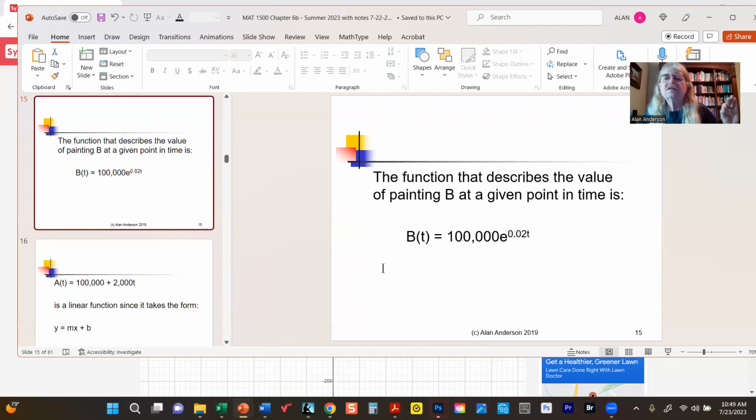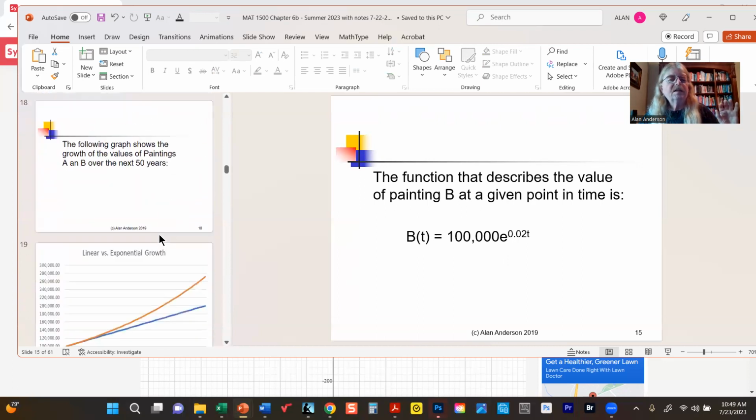For this one, instead, it's 100,000 times e to the growth function. If you notice, the growth constant is 0.02, 2% per period of time, which in this case is years. It is clearly not a linear function. It is an exponential function.